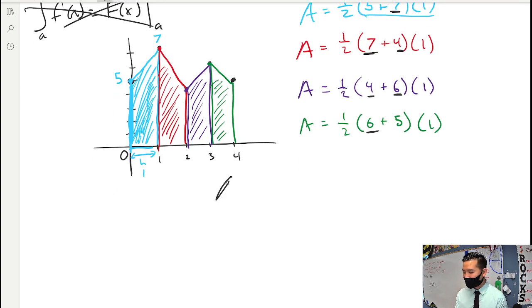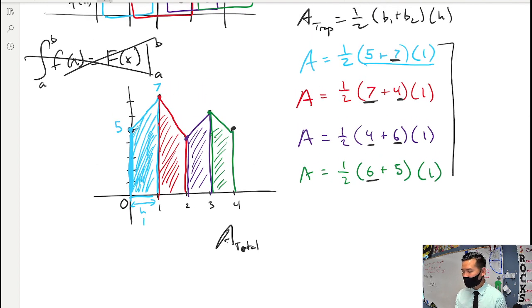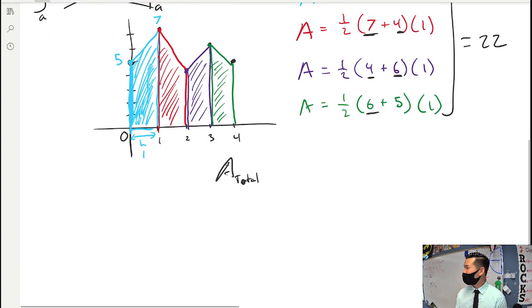So the total area, by the way, we don't know the answer, unless someone did already. Did someone get the answer? Total area, when you add these all up, it equals 22. 5 times 3 is 15, 21, 22. 22.